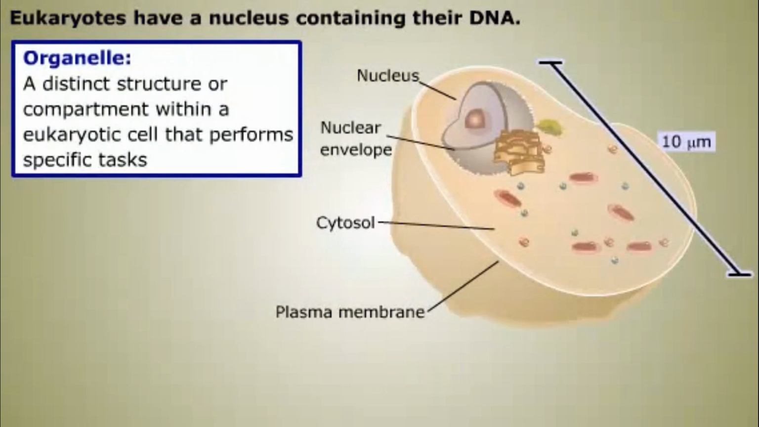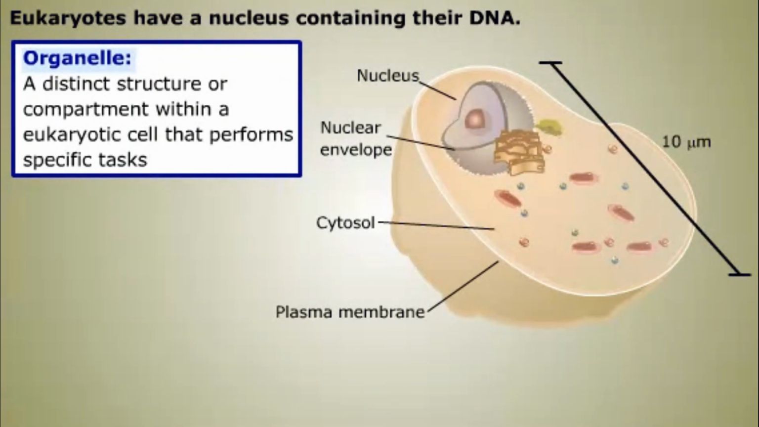Eukaryotes include fungi, animals, and plants. Eukaryotic cells are typically 10 to 30 micrometers in diameter. Eukaryotes contain intracellular fluid called cytosol, just like prokaryotes. As mentioned earlier, one of the distinguishing features of eukaryotes is the compartmentalization of their DNA in the nucleus. A pair of membranes called the nuclear envelope surrounds the nucleus.